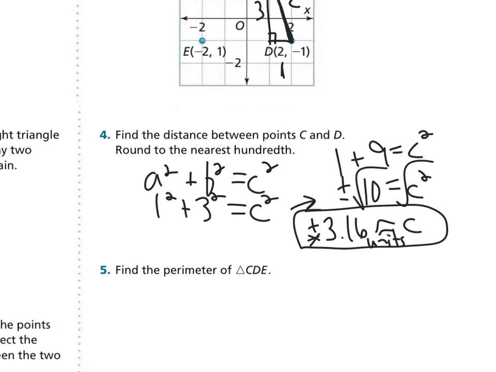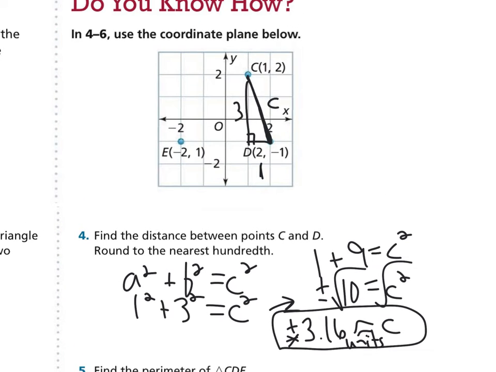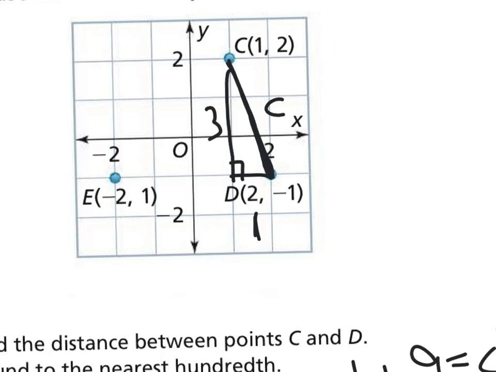And then if you look at number 5, they want us to find the perimeter. So we have to be careful with this. CDE, that's not what we just did. So CDE is this triangle. So we just found this length is 3.16 units approximately. We know from D to E, if you just count the squares, that goes straight across. That would be 4. We still need to find what it is from C to E.